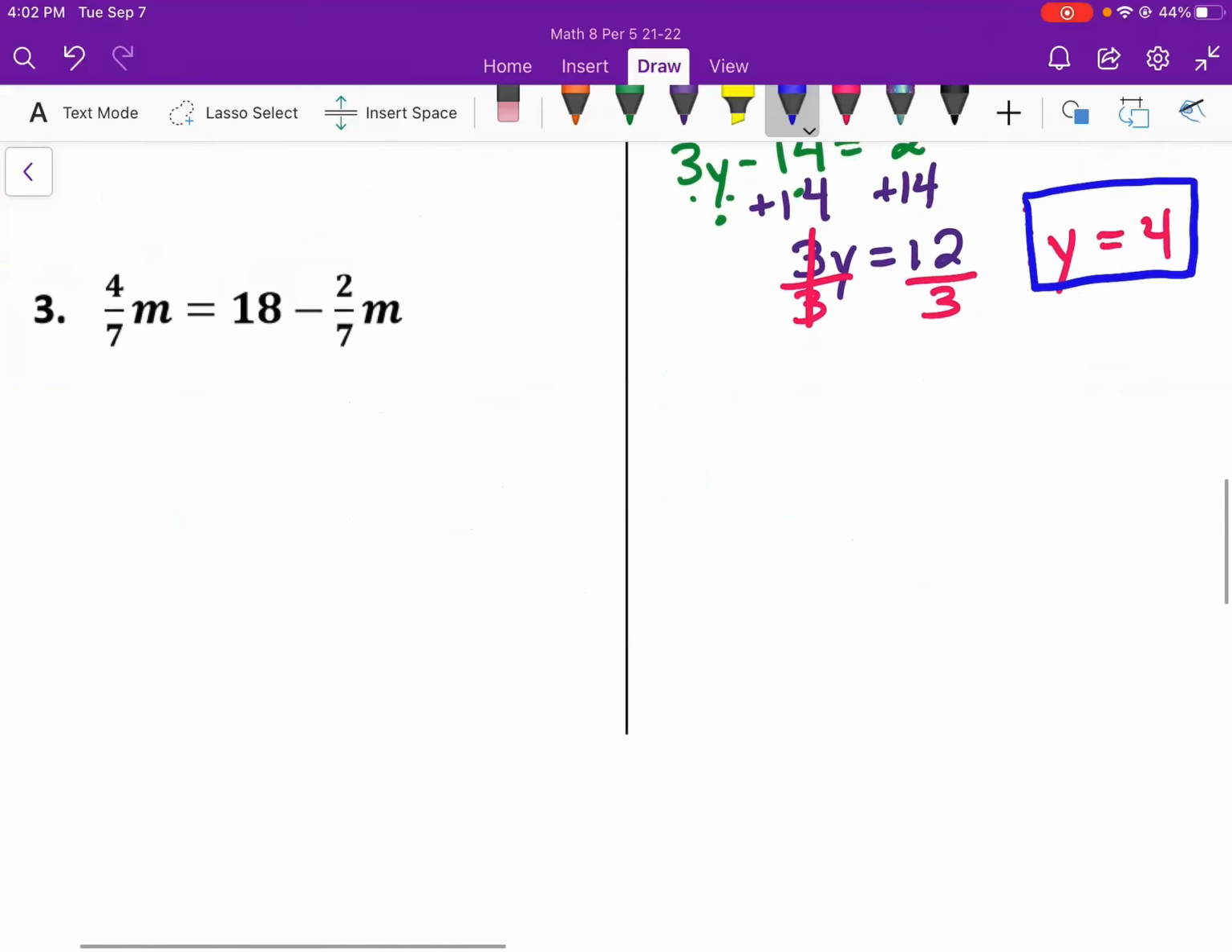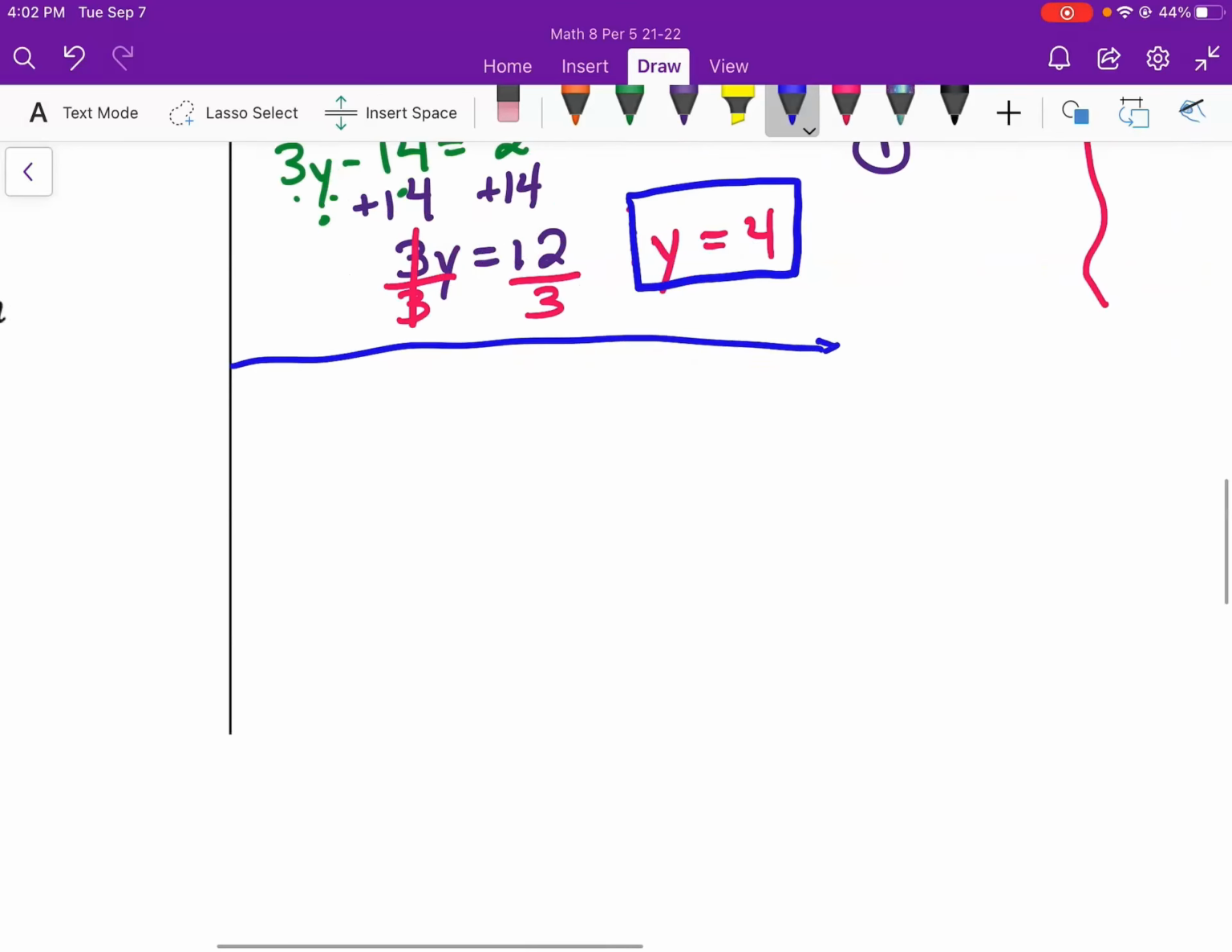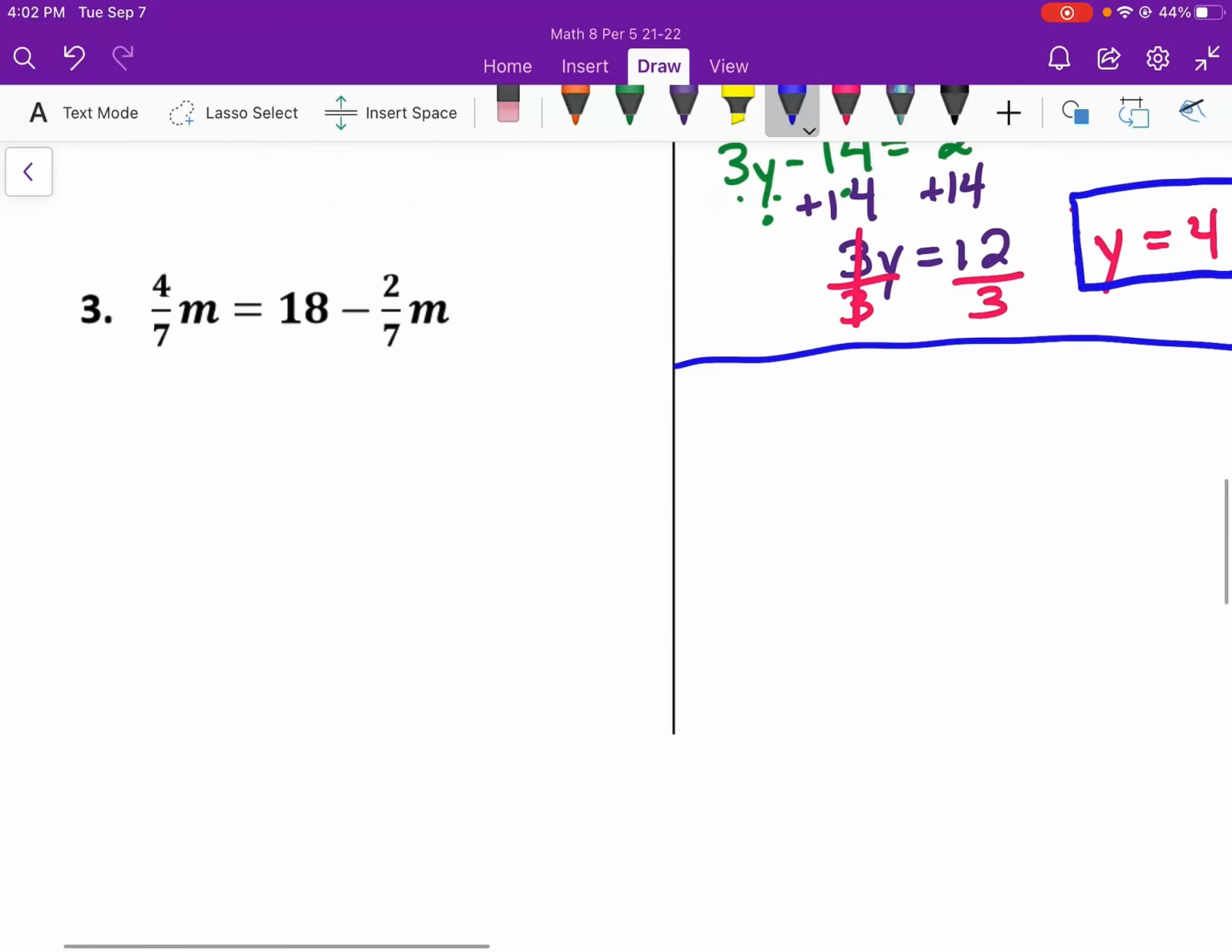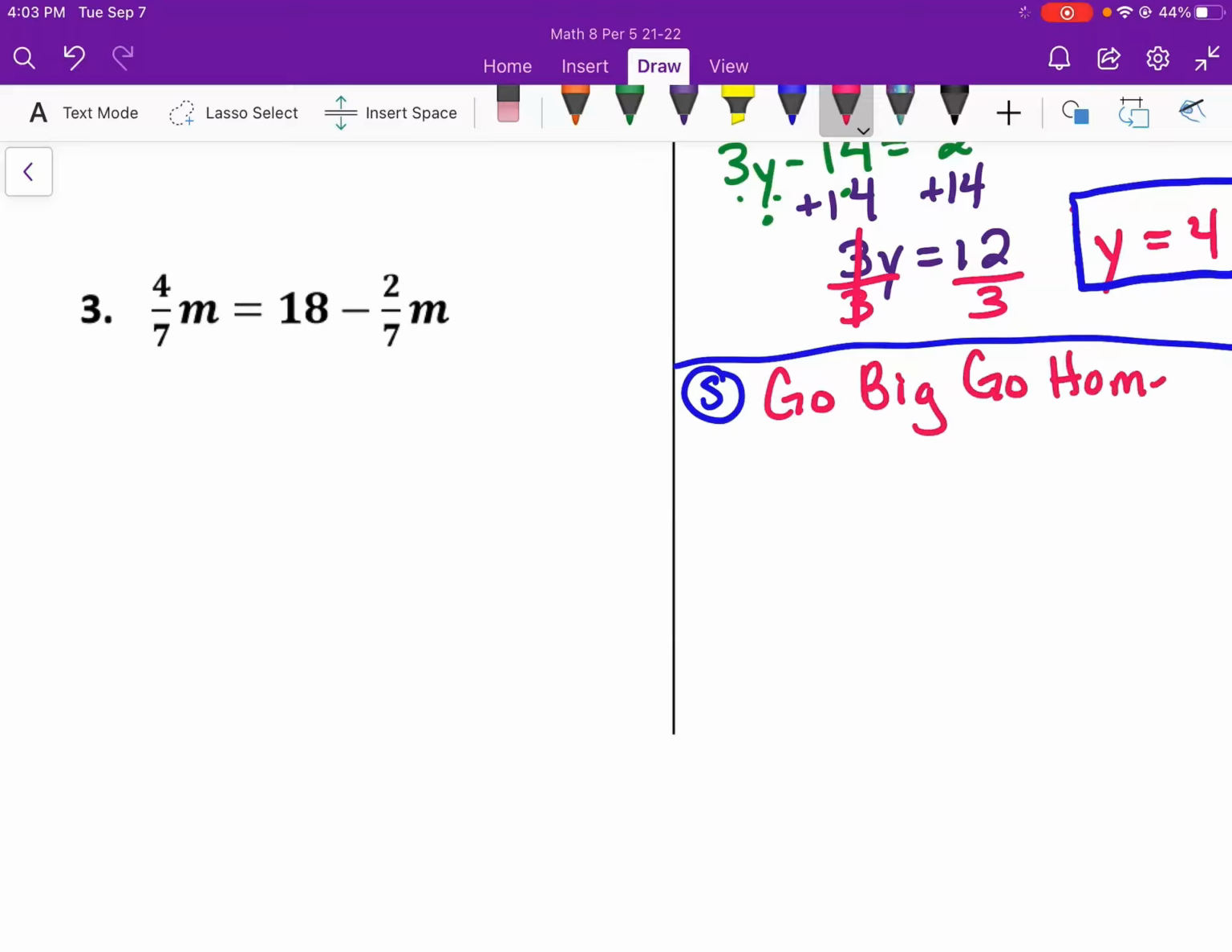Okay. Last one. Don't freak out. It's a fraction. You won't die. Okay. Everything's the same. You start in the same place. You do the same steps. Okay. Simplify. So I have a variable on both sides. Since I have a variable on both sides, I have to use go big or go home. So that means I'm looking at this term and I'm looking at this term because I have a variable on each side of the equal sign.